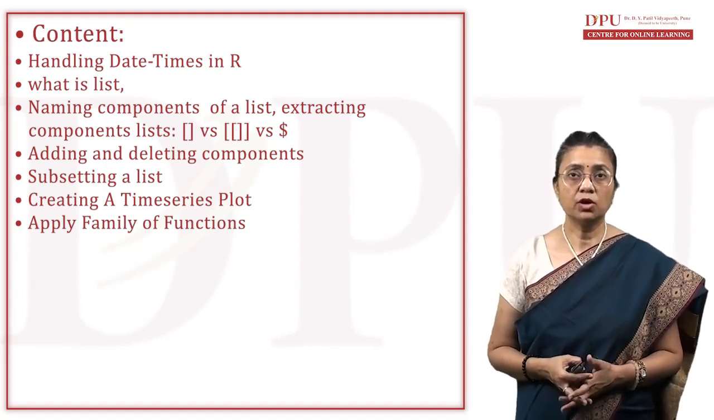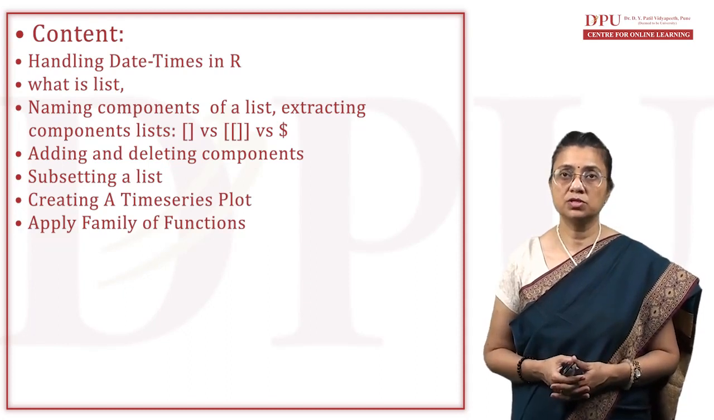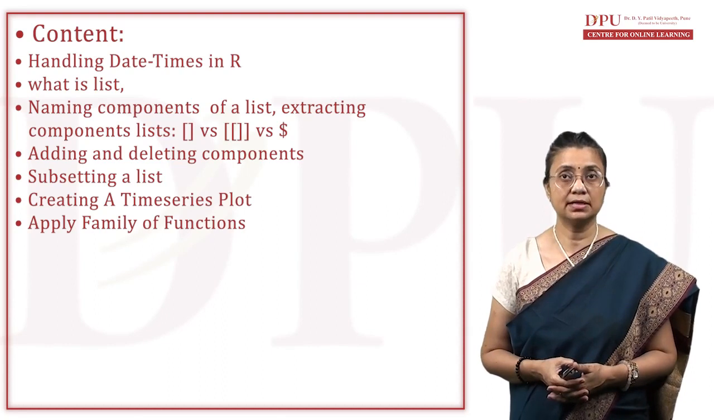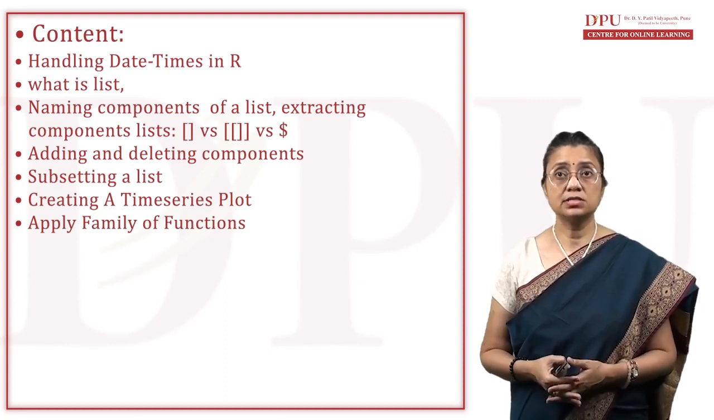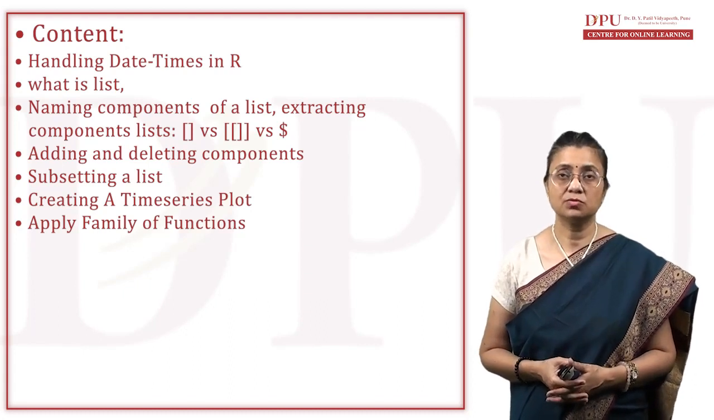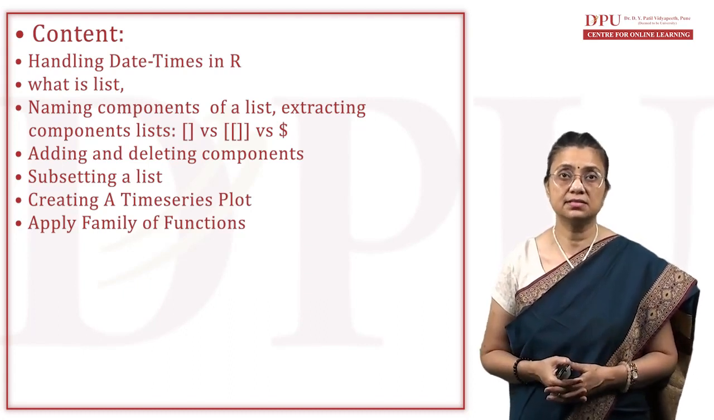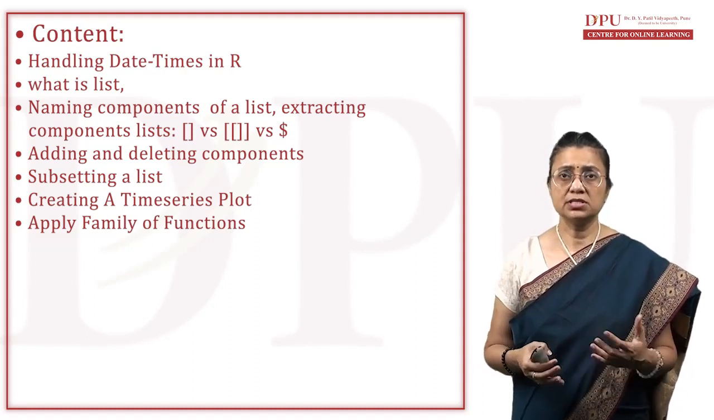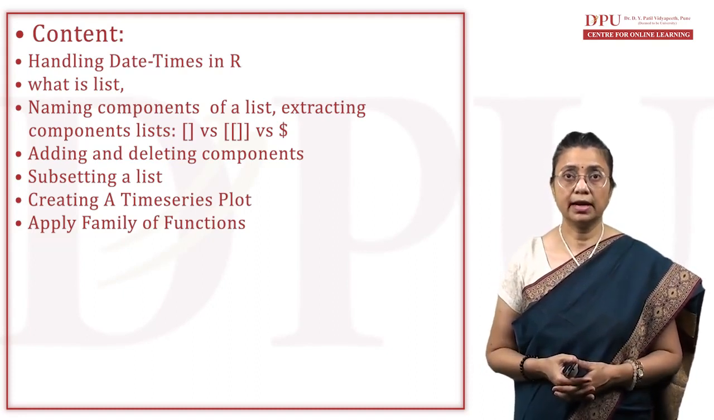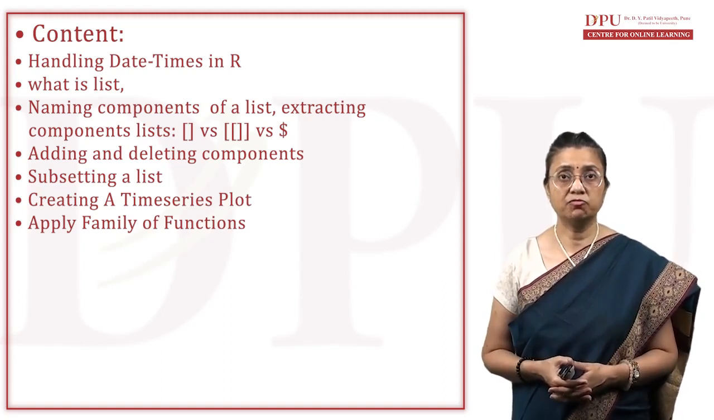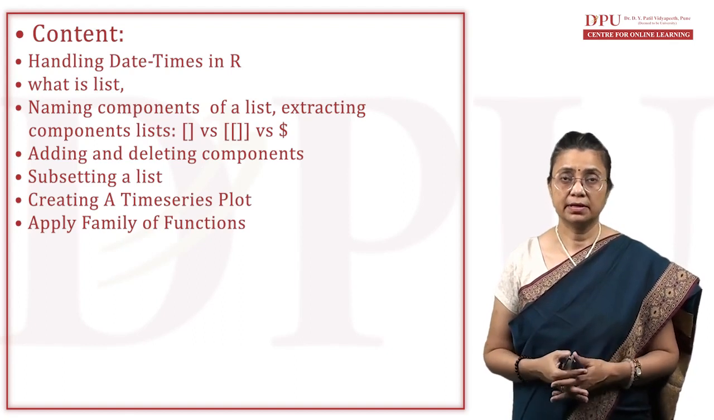in R, what we mean by naming components of a list, how we can extract lists with the help of square brackets and double square brackets, and what the dollar symbol is. How can we add and delete some components in the list, which means we can do some kind of editing in the existing list. What is subsetting a list? And what is creating a time series plot? And we will have a little introduction to the apply family of functions with the apply command.